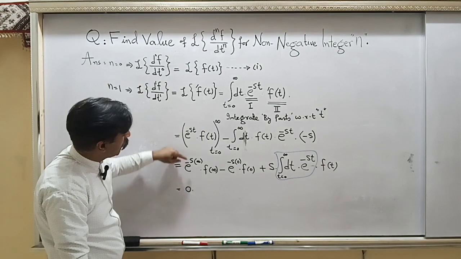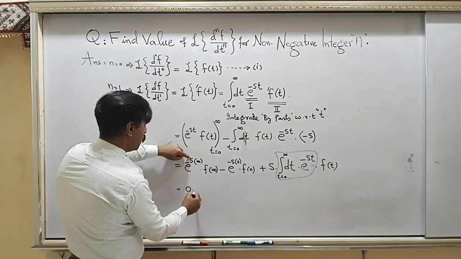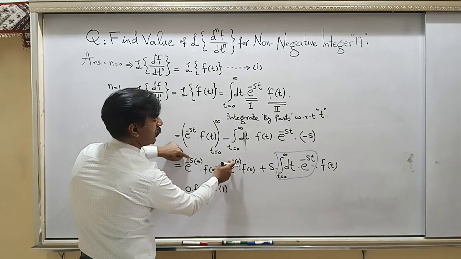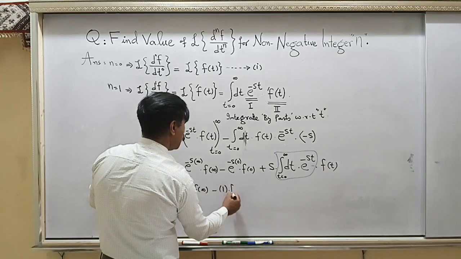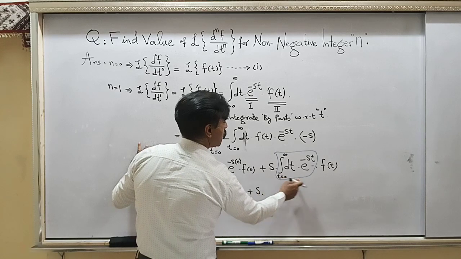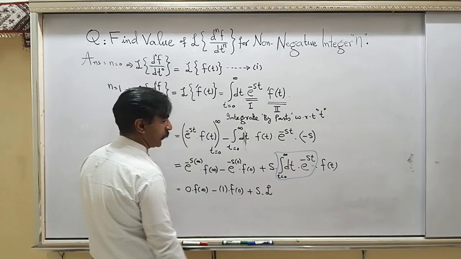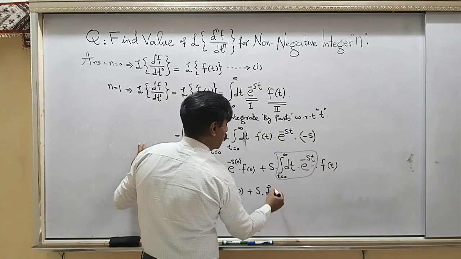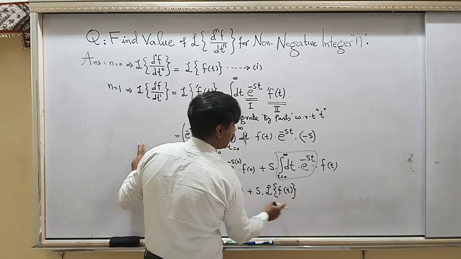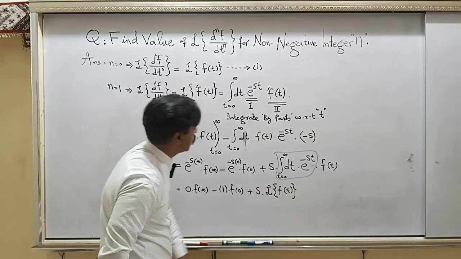So this will be 0 only when s is positive. This we will describe in the end. 0 into f of infinity minus 1 into e to the power 0, which is 1, into f of 0, plus s into, this is your operator L, meaning the Laplace transform operator, and it is acting on f(t), so its action is written with the curly brackets. So L is acting on f(t), meaning this is the Laplace transform of f(t).